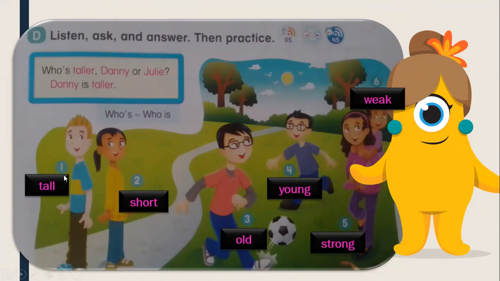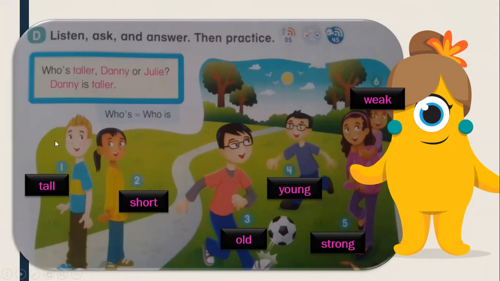Now, for example, we are going to focus on number one. Who's taller? Who's taller, Danny or Julie? In this case, the answer is Danny is taller. You can see here that taller, Danny, Julie, Danny, and taller are with another color. That's because that information will change. For example, in number 2, here we have short. Short. So the question is, who's shorter? Who's shorter, Danny or Julie?